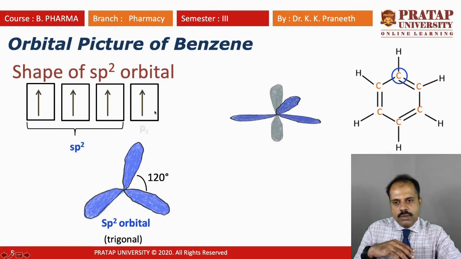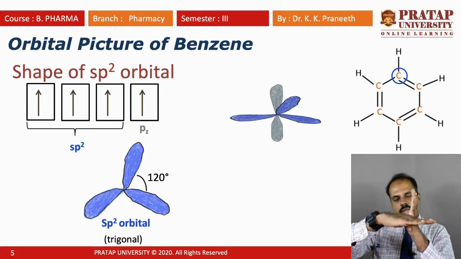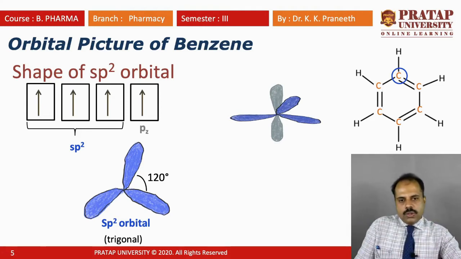So this orbital is called the pz orbital, and it is represented in this way. So the sp2 orbital is lying like this, and the pz orbital is lying like this. This is the total shape of the hybrid orbital, where the blue color represents the sp2 orbital and this gray one is for the pz orbital.